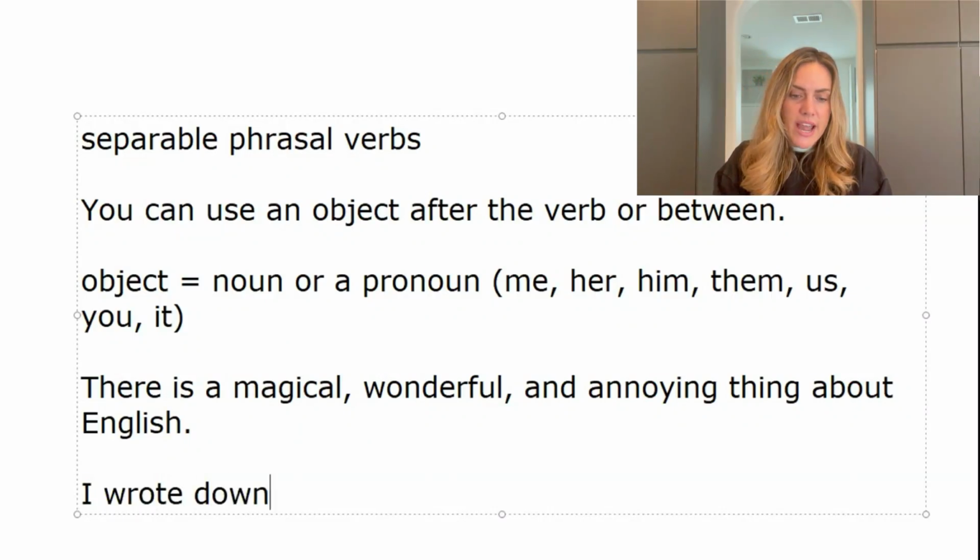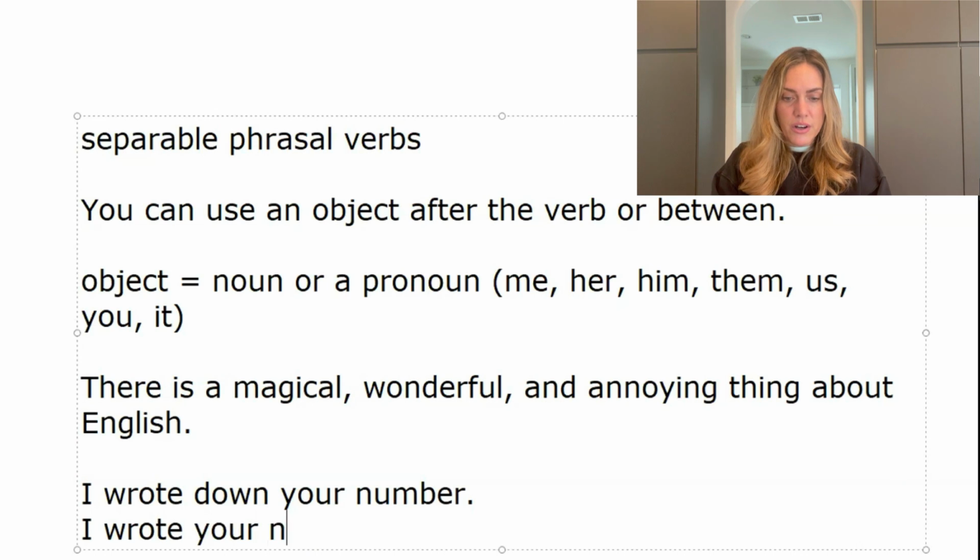And that is when you use a pronoun as the object for a phrasal verb, you can't leave it at the end. You have to separate that phrasal verb. Watch what I mean. I wrote down your number, okay? I can say I wrote your number down. But what is the pronoun for number? The pronoun for number is it, right? I have it. I have your number. It. I have it, okay?